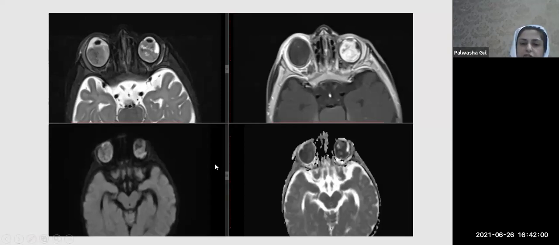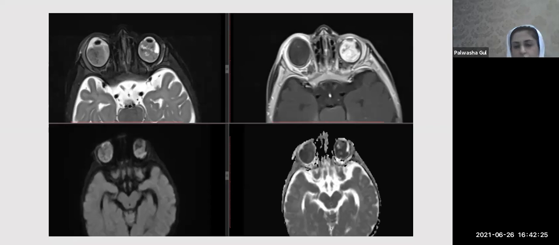If a patient is post-chemo, post-treatment, laser treatment, whatever, DWI is a great sequence. If the tumor has shrunken, even if it is non-enhancing, but it is giving you diffusion restriction, there is retinoblastoma residual sitting there in the globe. And the modality of choice, of course, is MRI.